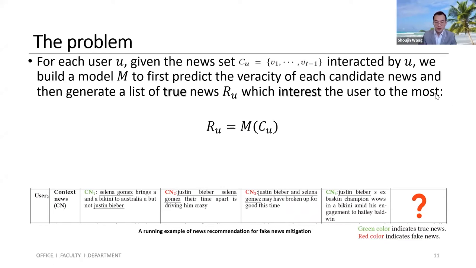More specifically, we just pick one user, user u2, and here is her news list read in recent time. We can see some news is true, indicated by the green color, and some news is fake. They also have different events associated, as underlined here. The target is to recommend a list of news as the next choice of user u2. The news should be both relevant to the events focused on by the user, and also the news should be true.